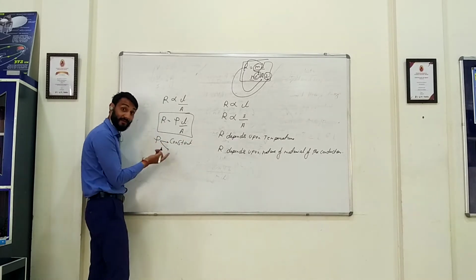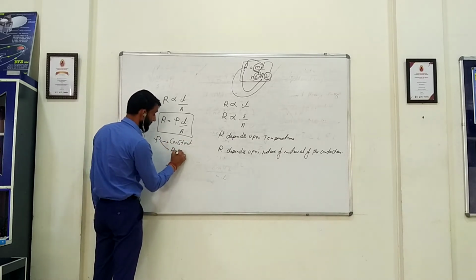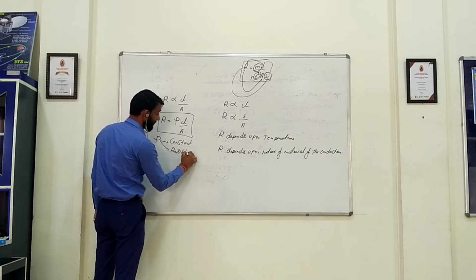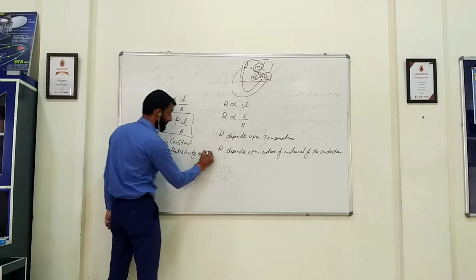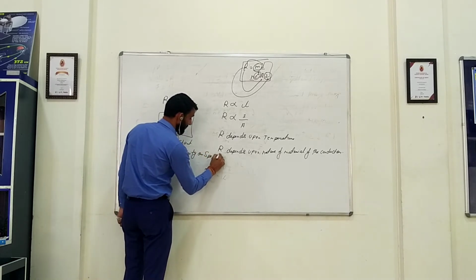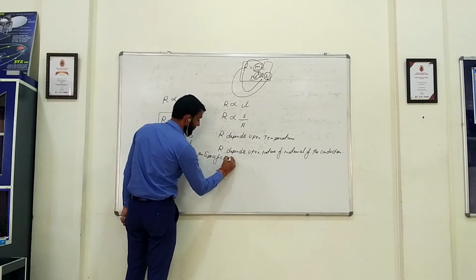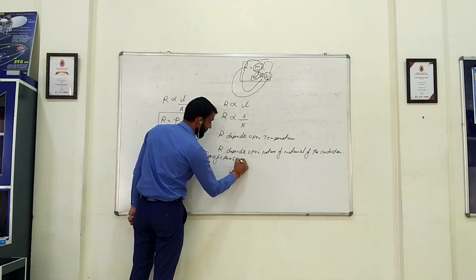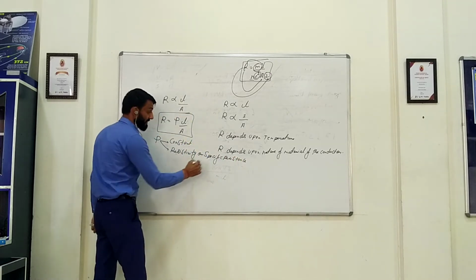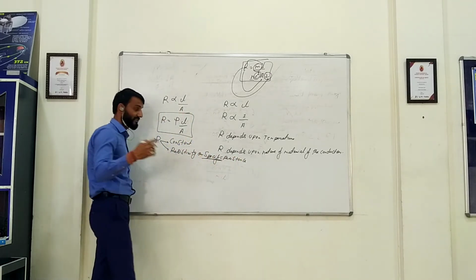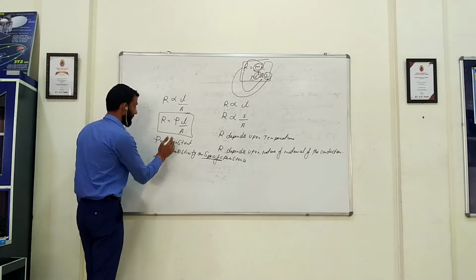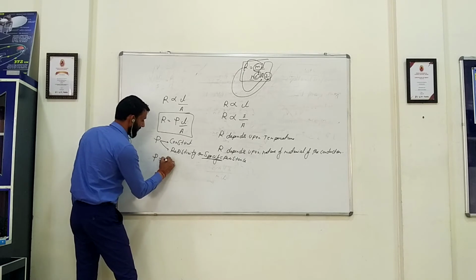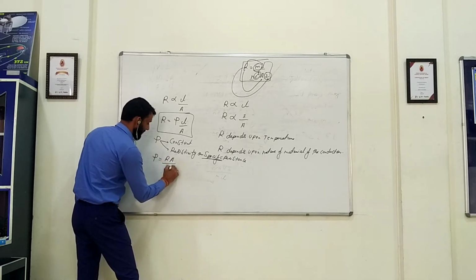Second, what is the name of rho? Its name is resistivity, or specific resistance. Remember this. Why do we call it specific resistance, that I will tell you. If you take this formula, rho is equal to R A upon L.